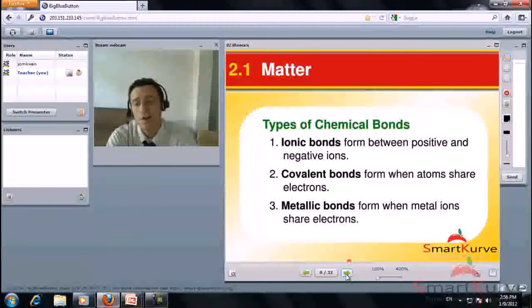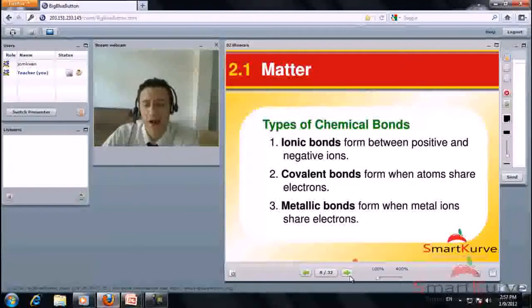Covalent bonds form when atoms share electrons. A good example of this is water. In a water molecule, the hydrogen atoms and the oxygen atom are sharing electrons, so that the hydrogen atom has 2 electrons in its electron shell, and the oxygen atom has 8 in its electron shell.